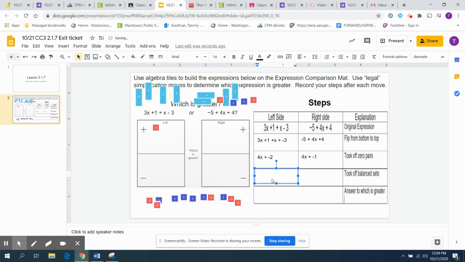What I'm left with on the left side is -1. What I'm left with on the right side is 0 because there's nothing on there. So which is greater? The right side is greater because 0 is greater than -1.